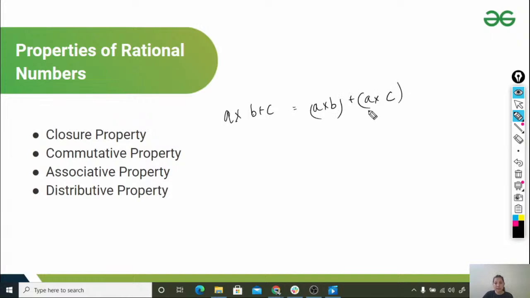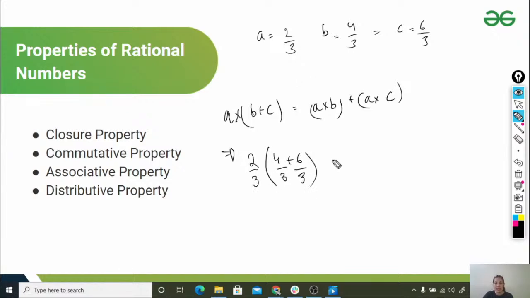So this is the distributive property. Now let's check if rational numbers follow this property or not. So let's take the numbers again: A is 2 by 3, B is 4 by 3, and let's suppose C is again 6 by 3. Let's check the LHS first, then we'll compare the right hand side.